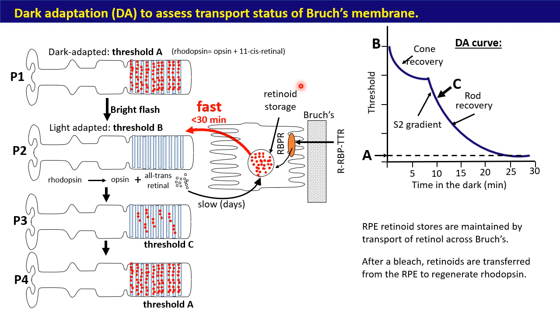In a normal subject, the efficient transport of retinol across Bruch's membrane bound to its carrier complex and its processing in the RPE provides a large retinoid pool. This pool is mobilized to provide 11-cis retinal to the photoreceptor for regeneration of rhodopsin. The dark-adapted photoreceptor, P1, is full of rhodopsin and therefore very sensitive to light, having threshold A on the dark adaptation graph.